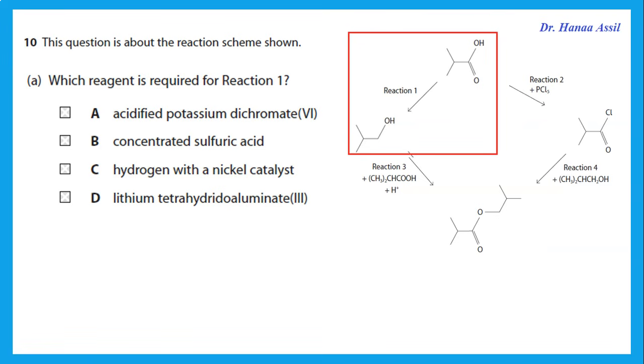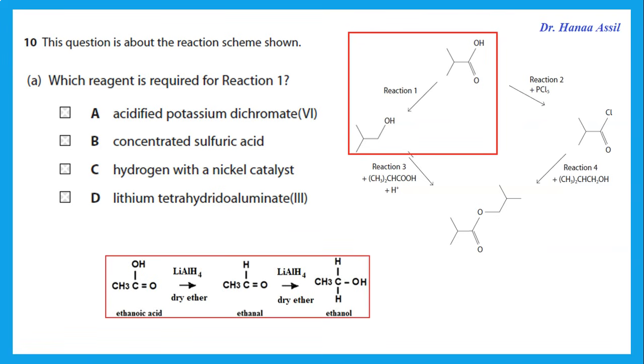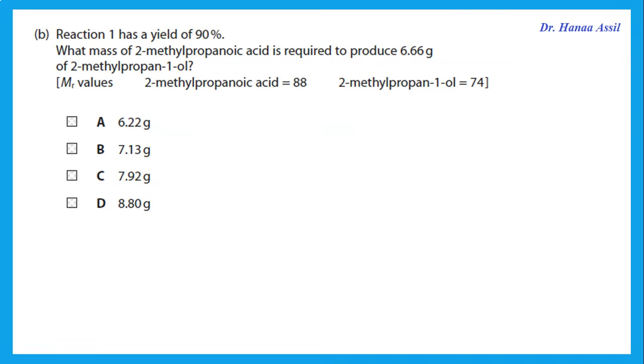So which of these is a reducing agent that can be used? Remember to change acid to aldehyde, and then aldehyde to alcohol. We use lithium aluminium hydride in dry ether, or it could be referred to as lithium tetrahydridoaluminate, okay, or lithium aluminium hydride.